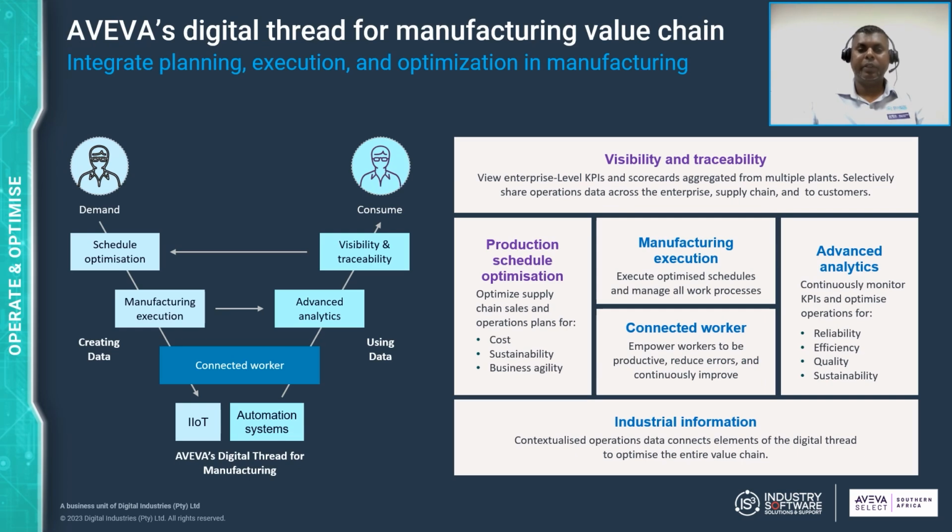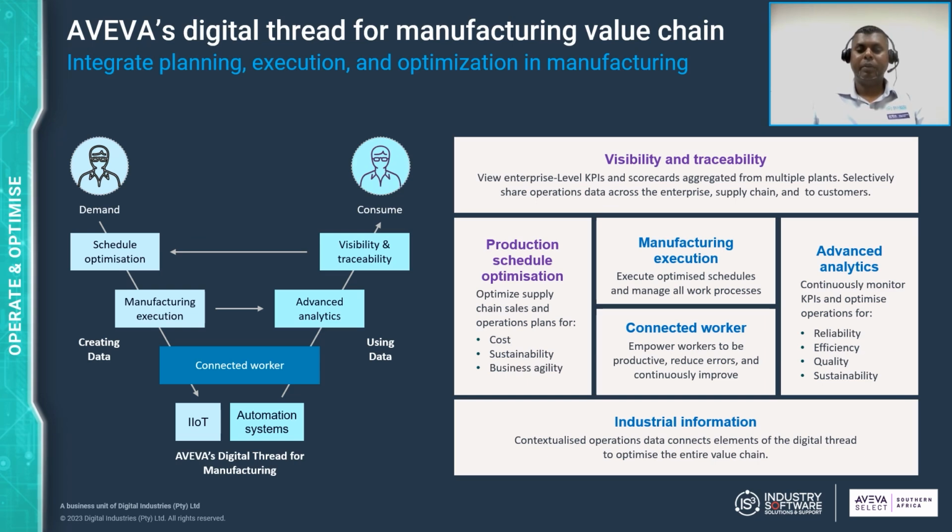On this slide, we touch on AVEVA's digital thread for manufacturing value chain, on how to integrate planning, execution, and optimization in manufacturing. AVEVA software solutions provide visibility and traceability, allowing you to view enterprise-level KPIs and scorecards aggregated from multiple plants, selectively share operations data across the enterprise, supply chain, and to customers. Production and schedule optimization optimizes the supply chain sales and operations plans for cost, sustainability, and business agility. Manufacturing execution allows you to execute optimized schedules and manage all work processes.